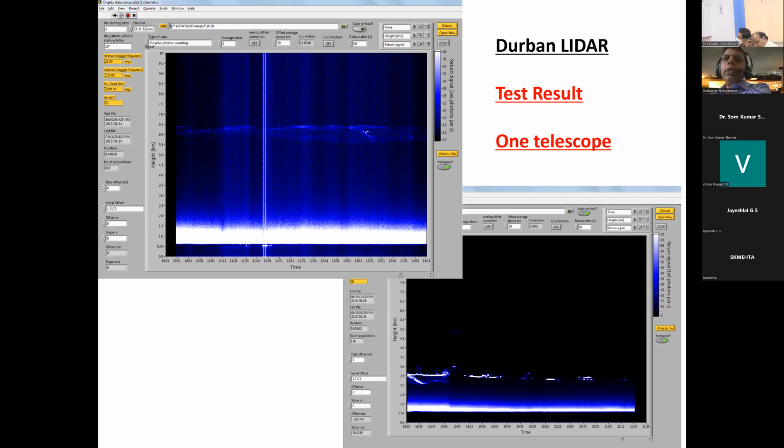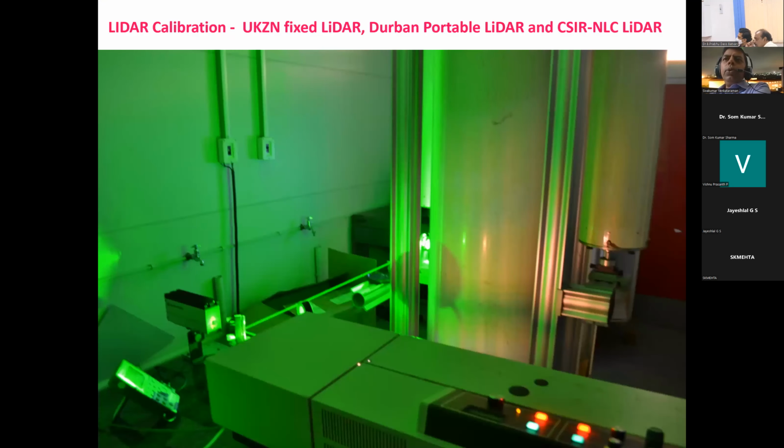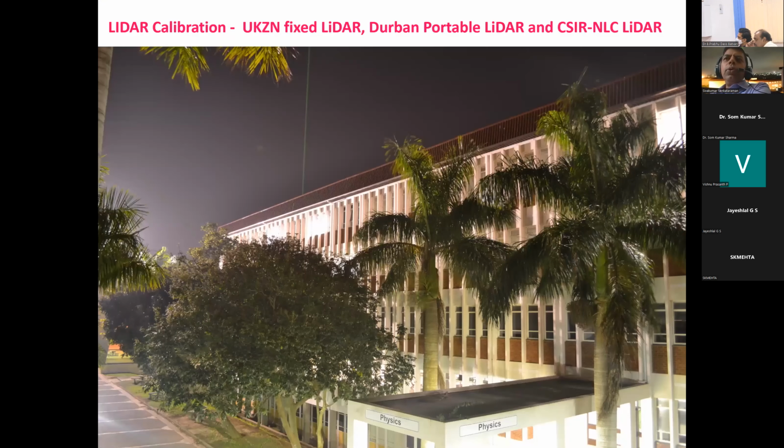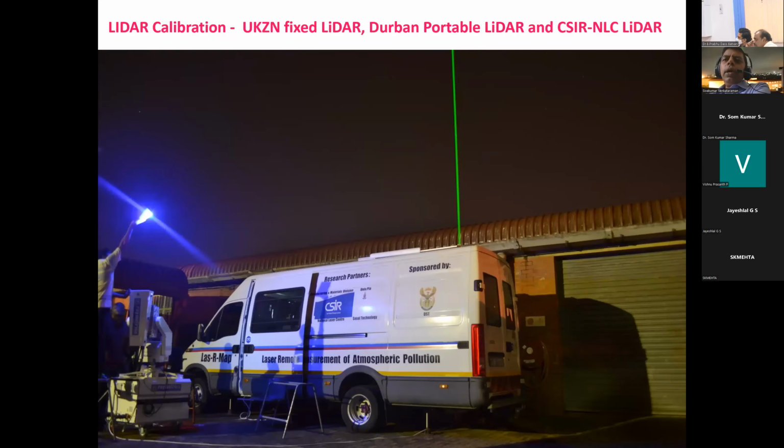So this is one of the results which we got from the Durban Lidar. That's a fixed Lidar, as I said before. It's in the room, and this is outside. How does it look? Then again, you know that when you have a system, you need to calibrate the system.